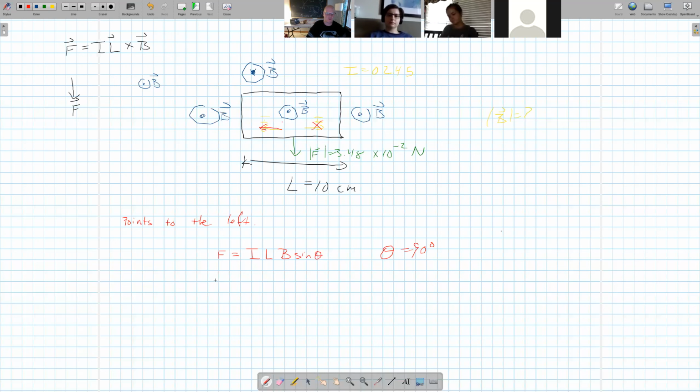Sine of 90 is simply equal to 1. So we can see that the force is simply equal to I times L times B times 1, which means B is equal to F divided by IL.